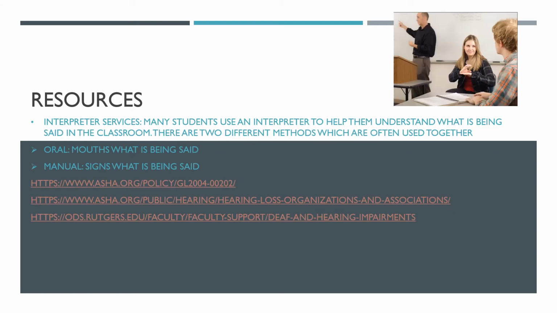Interpreter services are also an option for more severe and profound hearing loss. Many students use an interpreter to help them understand what is being said in the classroom. The interpreter often sits right next to the student, close to the front of the classroom. There are two different methods which are often used together. The interpreter often uses a combination of both. The first one is oral, that's when the interpreter mouths what is being said, and the second is manual, that's when they sign what is being said, using American Sign Language.